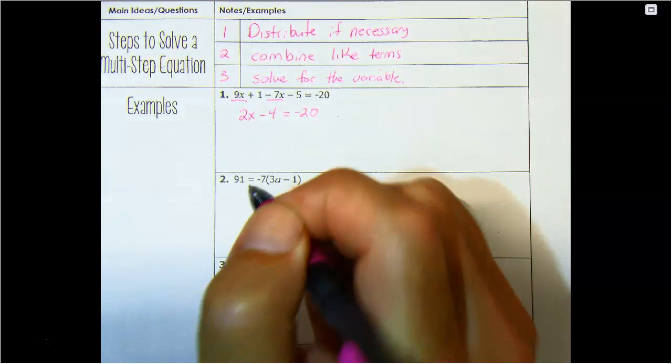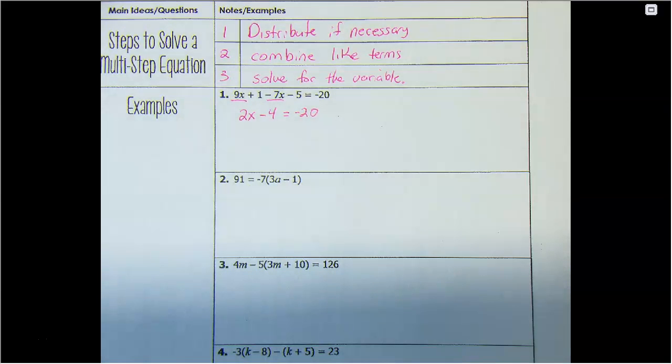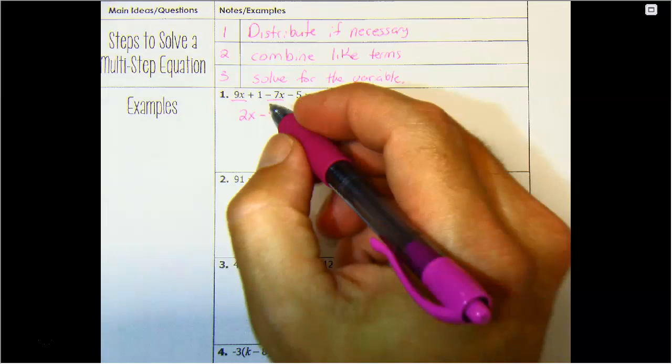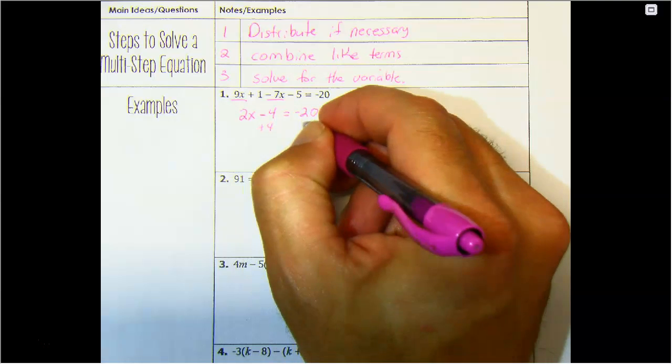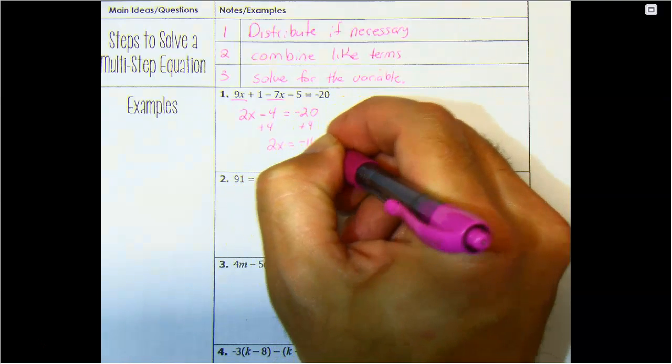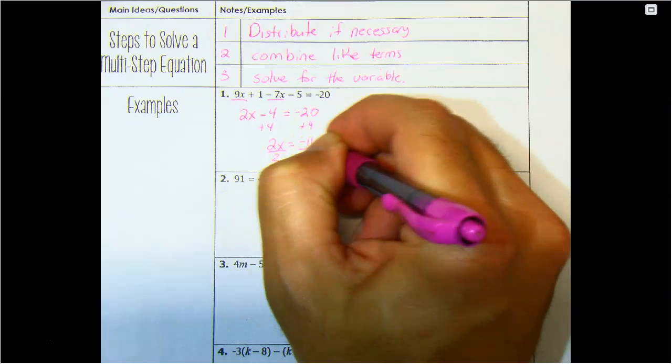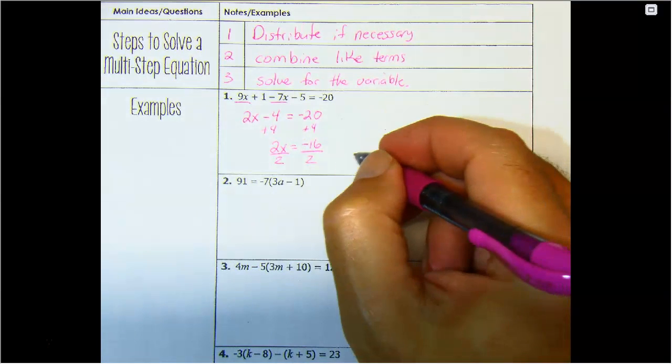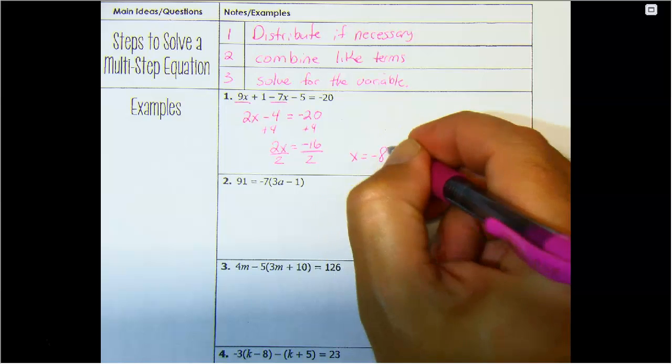And now we are in a position that we can do exactly what we did on section 1-1. And that is, we're going to isolate the variable by adding 4. And we'll divide that 2 out of there. And we'll find out that x equals negative 8.